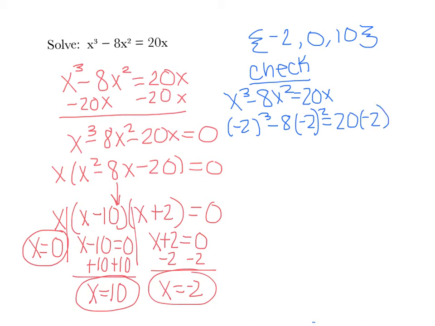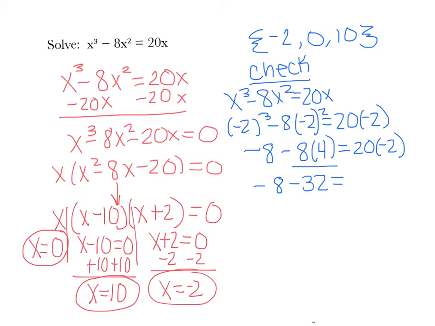Negative 2 to the third is negative 8. Negative 2 squared is positive 4. Negative 8 times 4 is negative 32. Negative 8 minus 32 is negative 40 equals negative 40. So negative 2 checks out.